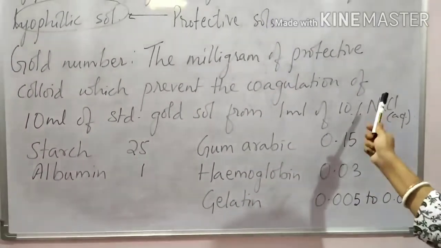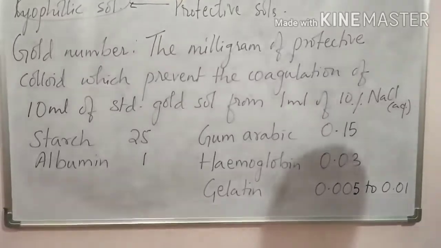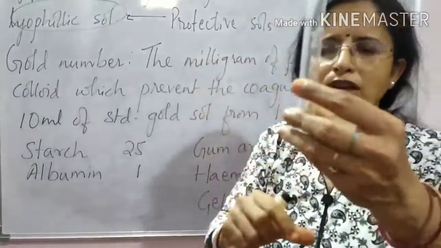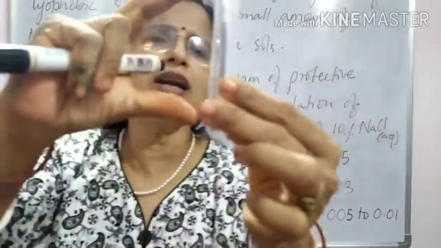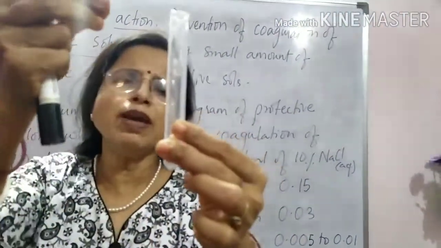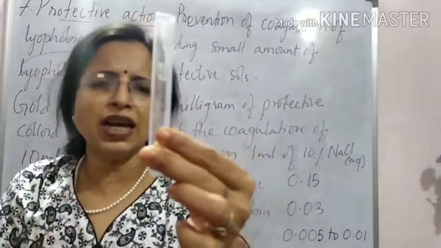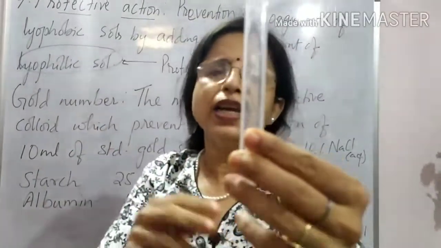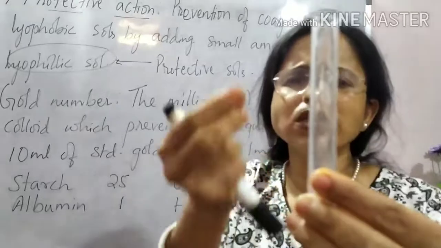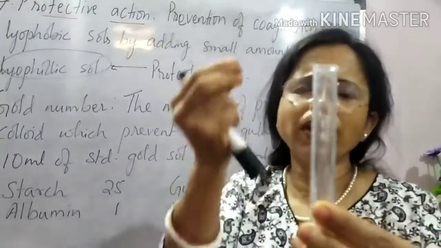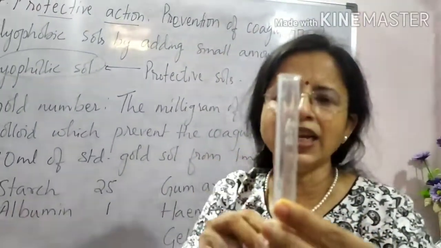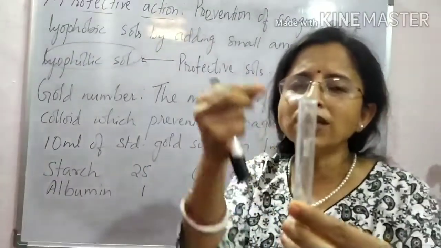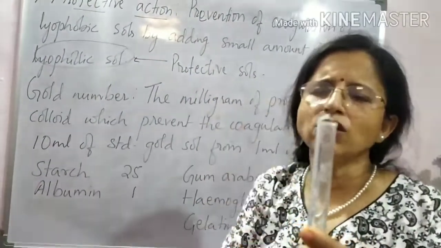10% NaCl solution. Now suppose I take a 10 ml of gold sol, इसमें तो है नहीं मगर एक 10 ml अगर गोल्ड सोल ले रहे, इसमें मैं अगर 1 ml NaCl डालूंगी वो coagulate हो जाता. Now if I add in that hemoglobin थोड़ा डाल दी, नहीं तो starch powder if I add, and if I add this gelatin, then the coagulation can be prevented. So that amount, how much is to be added? That amount is called as gold number.